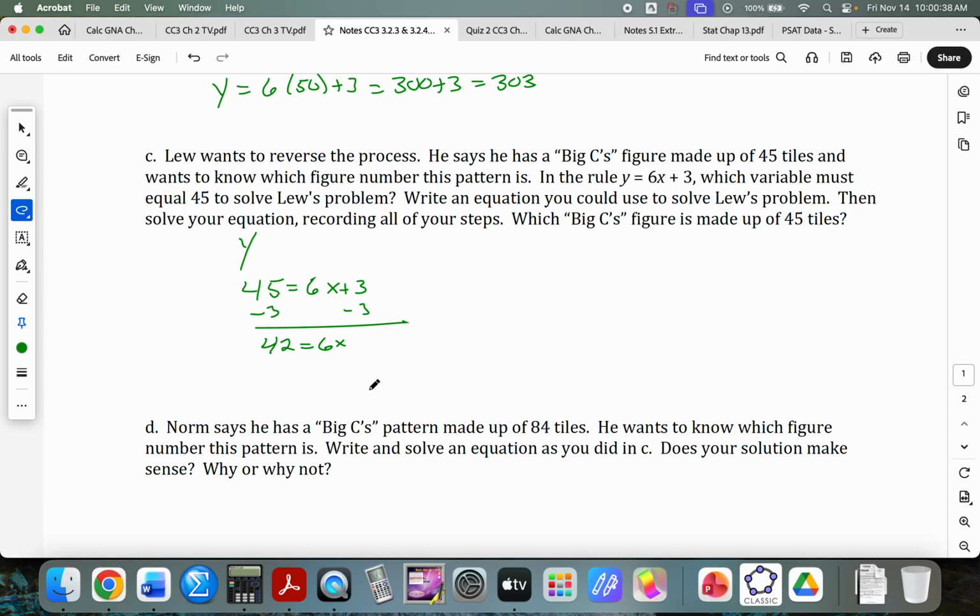Then what would you do, Kiara? Yeah, divide both sides by 6. It takes 6x to make 42. So the figure number is equal to 7.